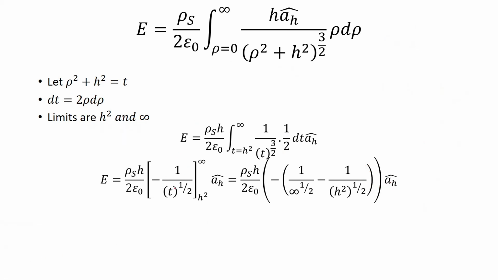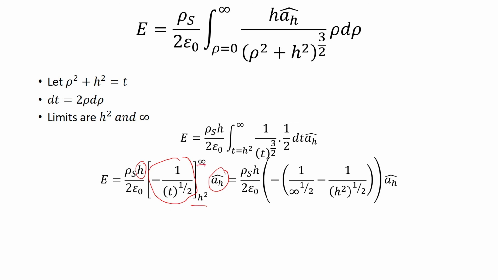See, this is what I got: rho s by 2 epsilon naught. I have been telling you that h is constant, a_h cap is constant. This has nothing to do with integration. This is the integration result, the integration of the function. These are the limits.